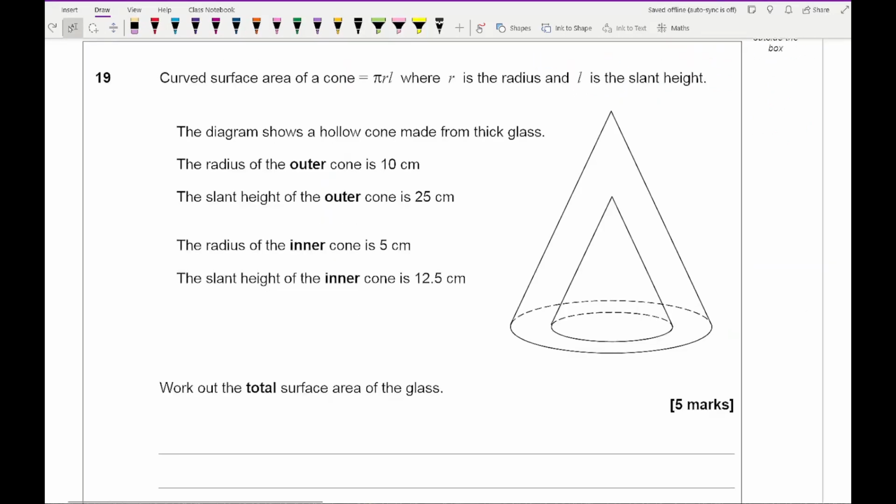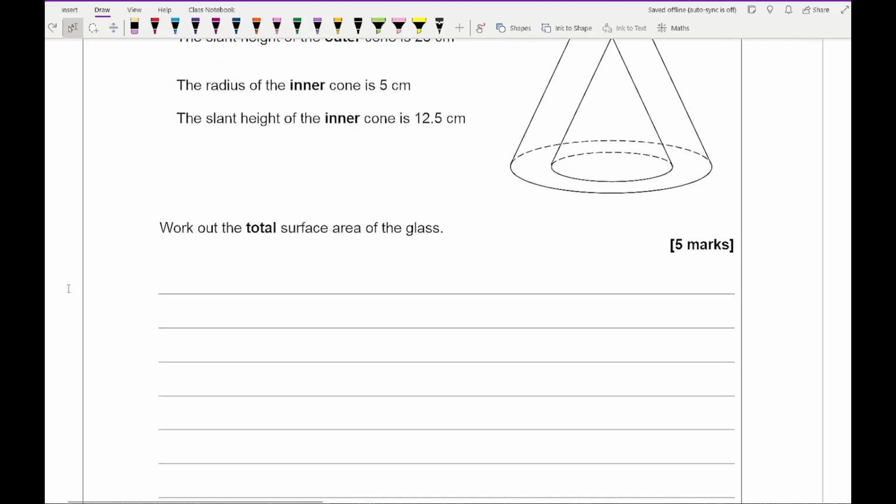Now moving on to question 19, it says the curved surface area of a cone is pi r L, where r is the radius and L is the slant height. The diagram shows a hollow cone made from thick glass. The radius of the outer cone is 10 centimeters. The slant height of the outer cone is 25 centimeters, and the radius for the inner one is 5, and the slant height for the inner is 12.5. Work out the total surface area of the glass.